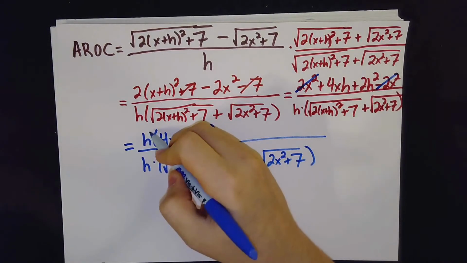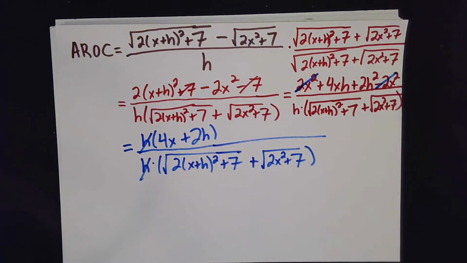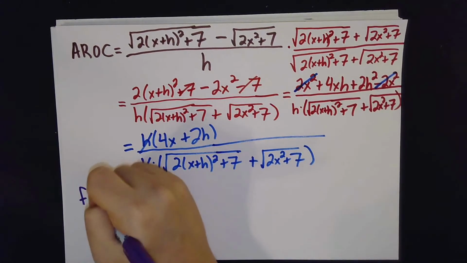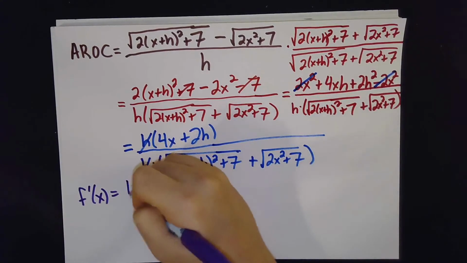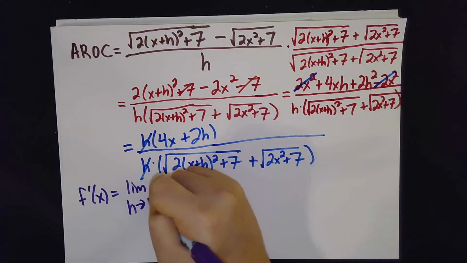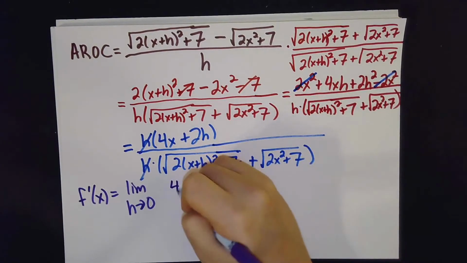And so finally we can cancel our h's. And remember that once we cancel that h from the denominator, that's when we can finally go about calculating the derivative itself. And the derivative itself, remember, is going to be the limit as h goes to 0 of that thing we just wrote down.